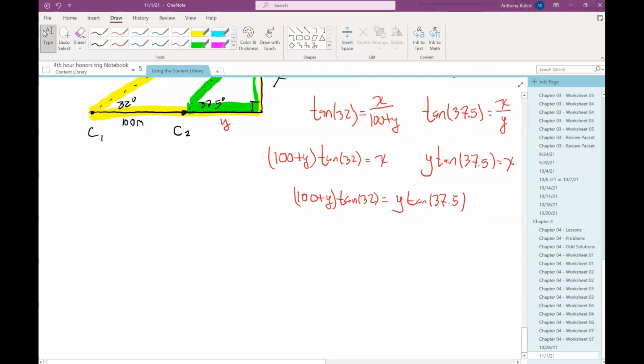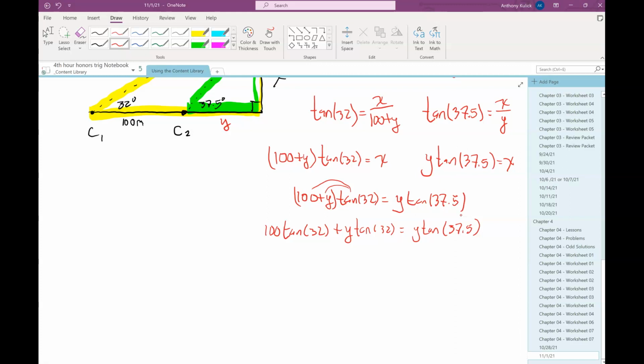Now I have y's on both sides of my equation. To solve this for y, I'm going to have to get those y's on the same side. So I'm going to distribute the tan 32 through. Then I'm going to subtract the tan 32 from both sides to get the y's on the same side.